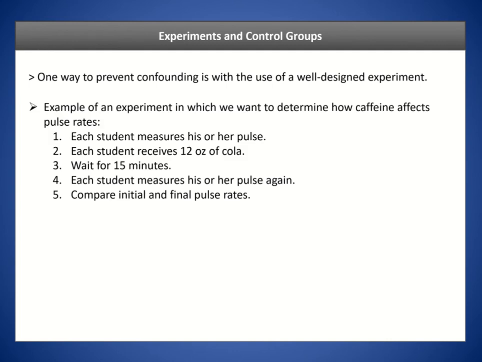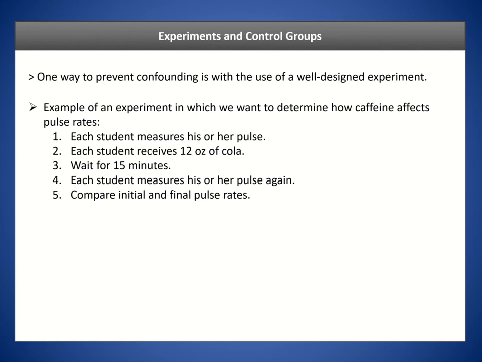Okay, so let's look at an example of an experiment, right? And this is not necessarily a good experiment, but it's an experiment nevertheless. Remember that an experiment is just when you adjust the variables, but it does not necessarily have to be a well-designed experiment, right? As in this case. So in this experiment, we want to determine how caffeine affects pulse rates.